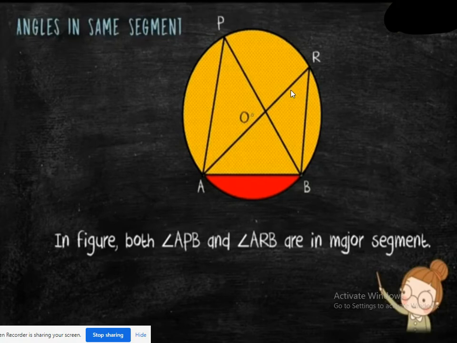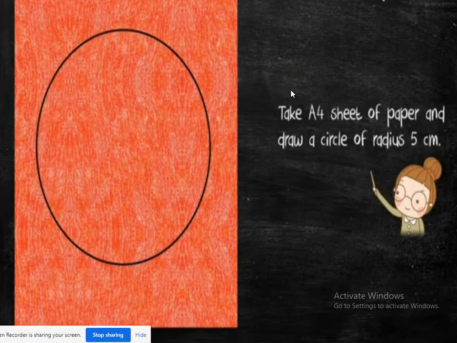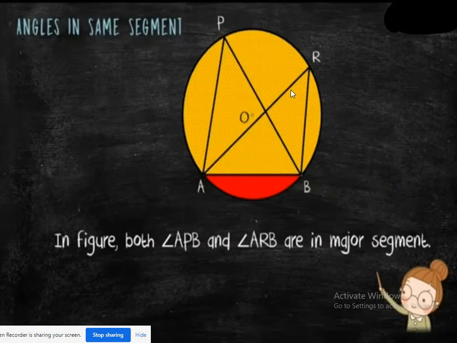Okay, so everyone understood what is the meaning of the sentence angles in the same segment? Okay. Now, let us perform the activity. Now we got to know everything about angles, we got to know everything about segment of a circle. Angles in the same segment means what? We got to know, right? Now we need to prove that angles in the same segment will be always equal. Let us perform this activity.